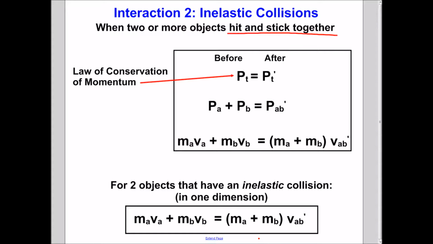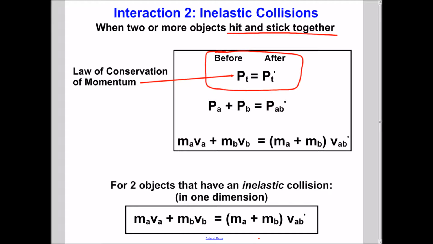Another case of this would simply be if I fired a bullet into a stationary block of wood. The bullet will essentially stick in the block of wood and they'll move together. In all of those scenarios, the law of conservation of momentum holds true. Remember, the law of conservation of momentum simply says that the total momentum in a system is the same before an interaction as it is after an interaction. So in this case, when I talk about an inelastic collision, the interaction is that they hit and stick together.